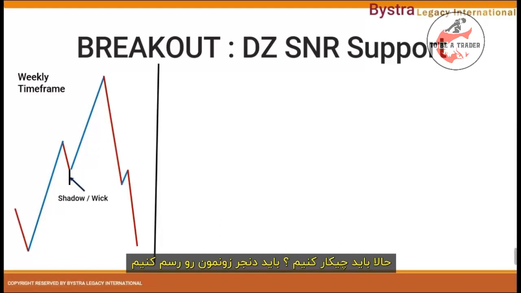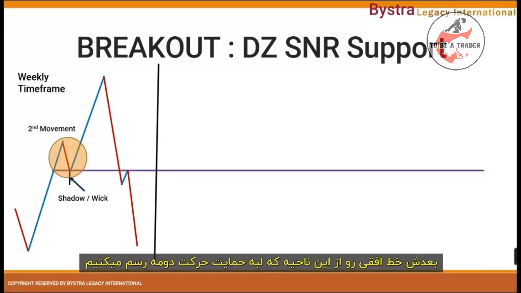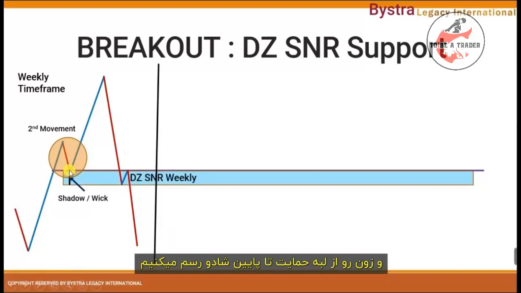What we should do now is to mark our danger zone. Next, we mark this area as our second movement. Then we draw the horizontal line in this area, which is the edge of the support of the second movement. Then we change back to the candlestick chart and mark the zone from the edge of the support all the way down to the shadow.